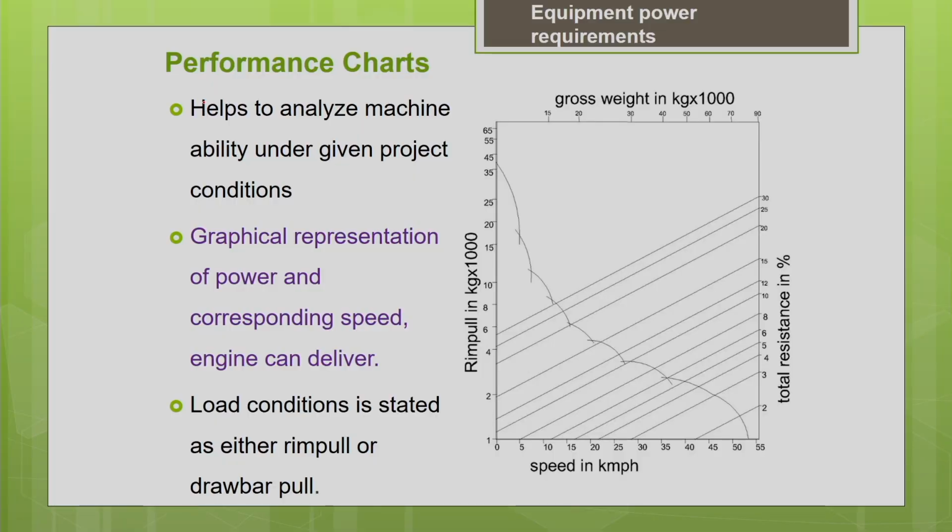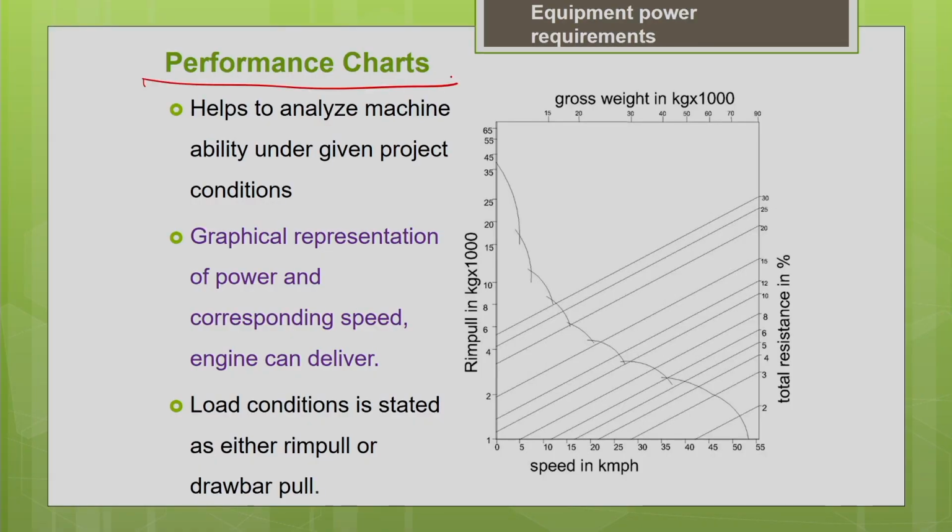So far we discussed what all factors the usable power depends on. The usable power depends upon the underfoot conditions, that means the resisting forces in your project site, your altitude, as well as the temperature. Everything is going to affect your usable power. Now let us see what is the significance of these performance charts.